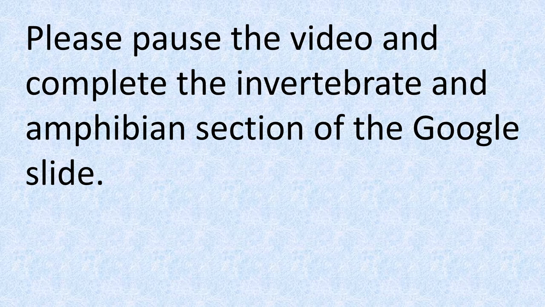What I'd like you to do now is pause the video and fill in the invertebrate and the amphibian section of the sheet and write what you can remember about them. So don't forget to use words like cold-blooded, larva, pupa, metamorphosis. You'll need that word for both of them. If you're stuck, scroll back to the beginning of the video where you got the vocabulary words, or have a look at some of the pictures to help you. When you've finished, unpause the video and we can carry on.